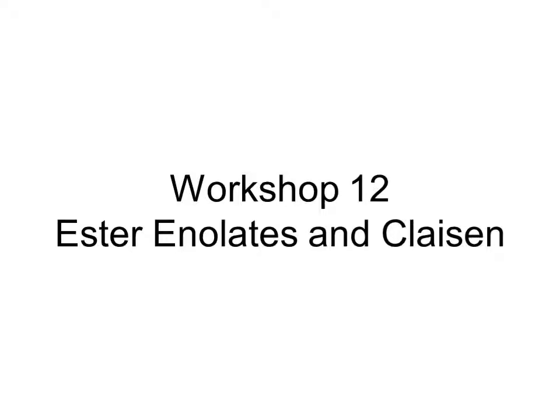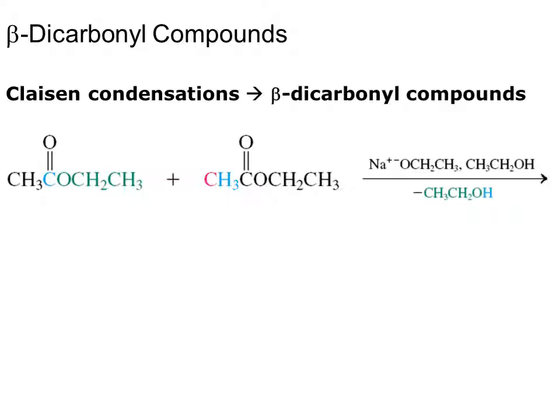This video is going to focus on the first part of ester enolates and the Claisen. The main thing in this chapter is going to be beta dicarbonyl compounds. Now remember, we've talked a little bit about alpha hydrogens, right? So the alpha position, alpha carbonyl, beta is going to be the next carbon over.